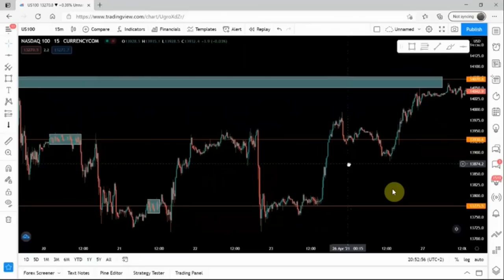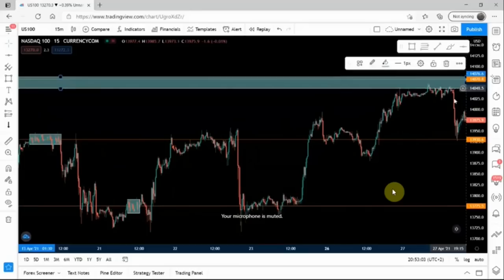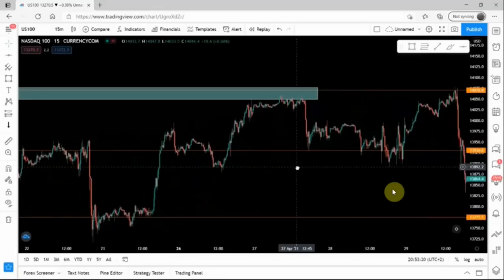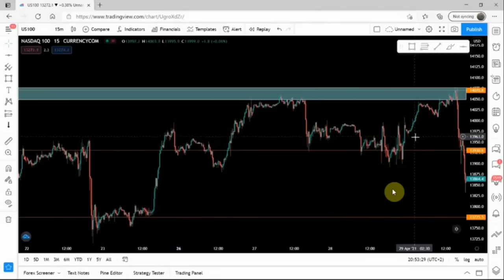Right? Now, we can see that again at this level, we've got a reaction. What happened? Back up into supply. Supply again. The supply zone. So every time it got into the supply zone, what were you doing? Selling off. No, but what were you doing? You were putting in a sell position. Yes. Everybody with me?